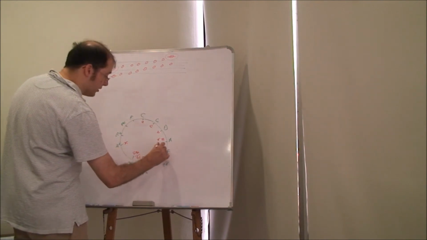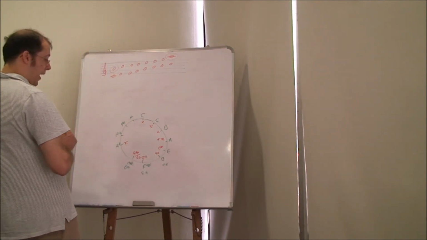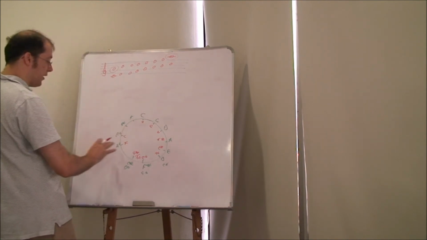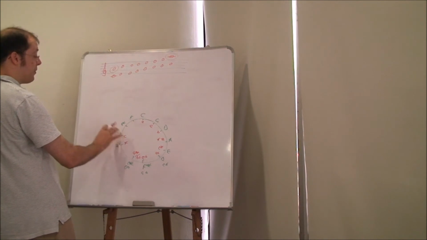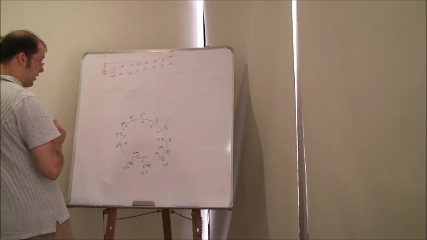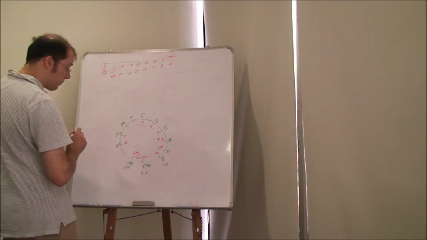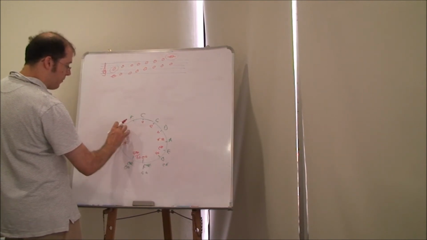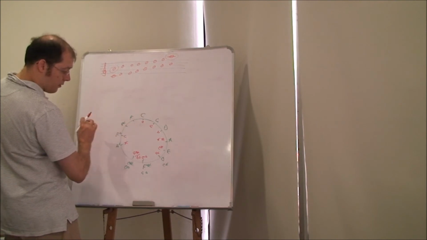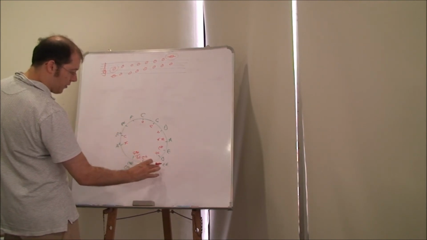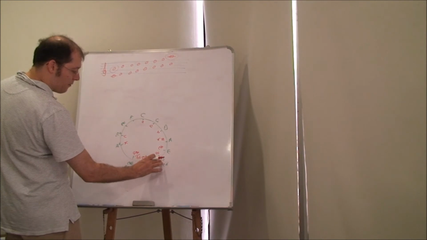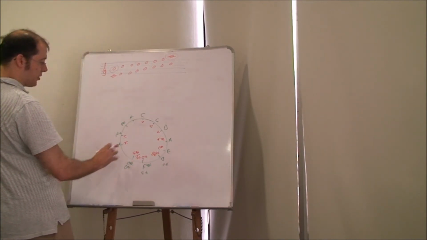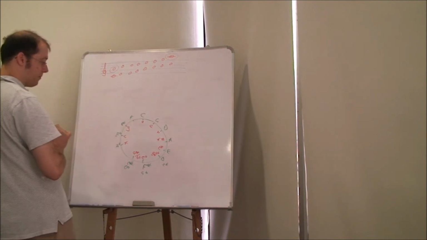For E, it will be C sharp. And for E flat, it will be C. So C minor has the same key signature as E flat major. For B major, it will be G sharp. So for B flat, it'll be G.